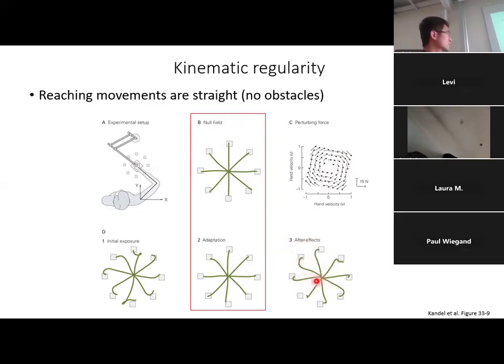Even when there's no force field, it's just like this. So they go in the opposite direction. It looks like the people have something programmed in mind, and they still reproduce the same program with a force field. And then afterwards, of course, they can readapt, right? They can go back. But the immediate effect is that they produce this kind of movement.